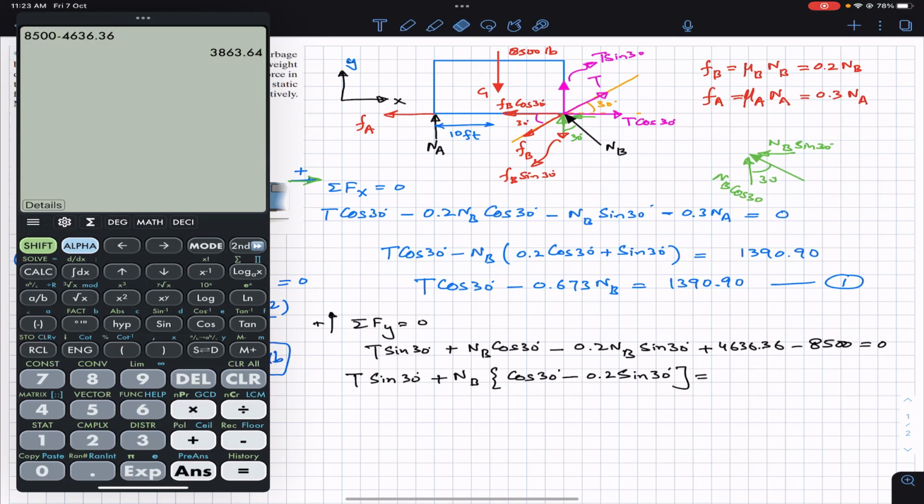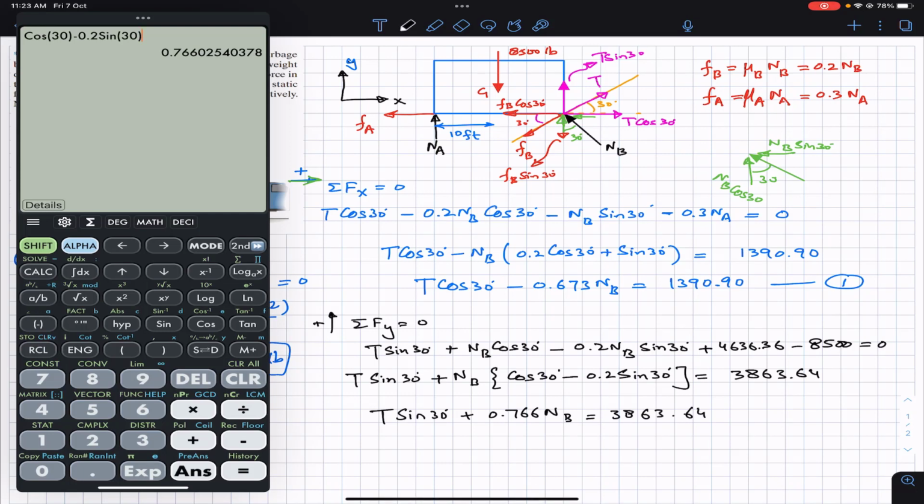So this is 3863.64. And now let's find this, which will be the coefficient of NB, that is cos of 30 minus 0.2 sine of 30. This gives me 0.766. So this is T sine of 30 plus 0.766 NB equals 3863.64.